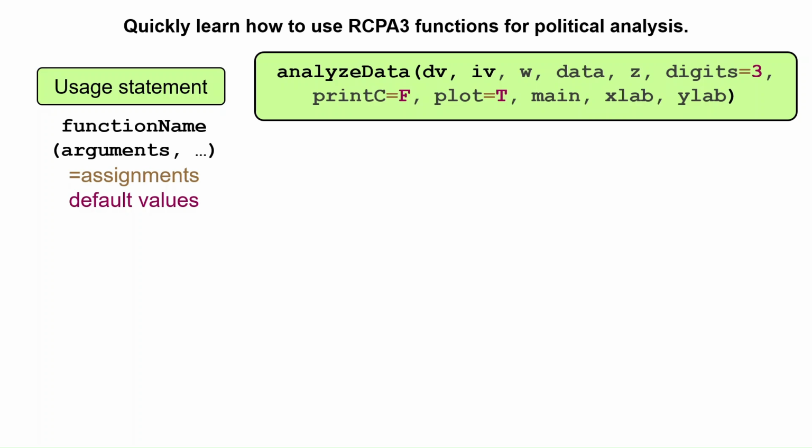On the other hand, plot is set equal to the default value of TRUE. Capital T stands for TRUE, so it will produce a plot by default unless the user changes plot equal to FALSE to suppress the plot.